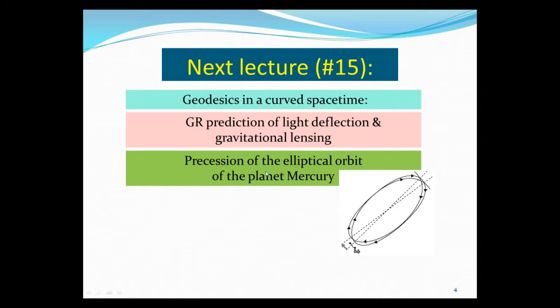Next lecture, we discuss further the geodesics in curved space-time, in the Schwarzschild space-time, and we talk about the prediction of light deflection, and also gravitational lensing in general. Then we talk about how the orbit of a planet, for example Mercury, would be precessed due to GR effects. That turned out to be the first instance where Einstein realized his theory could be matched by observation. So that's the end of this lecture 14.